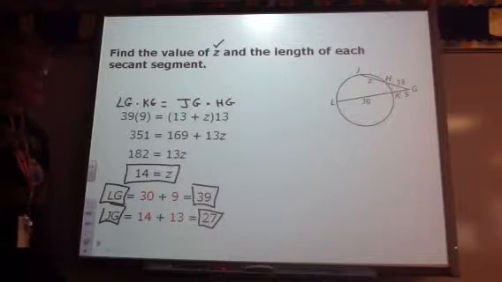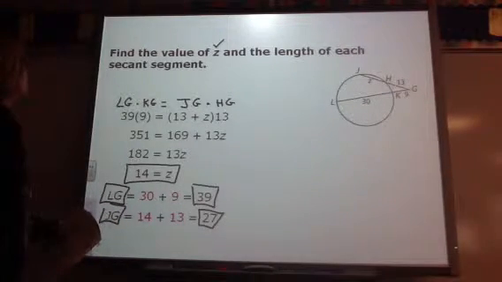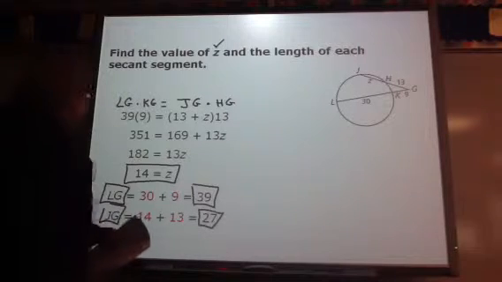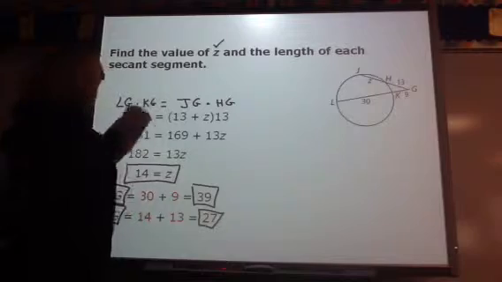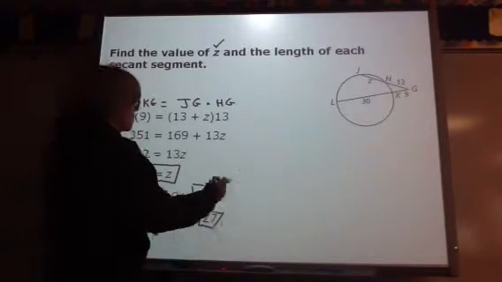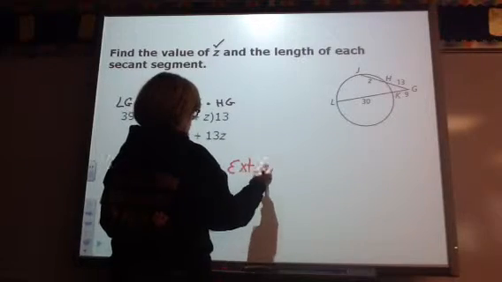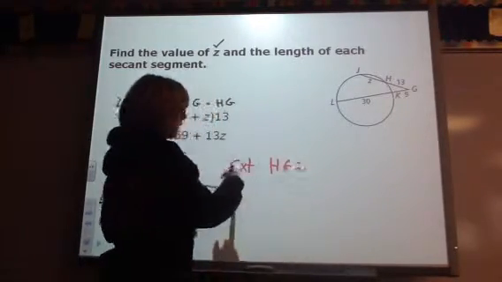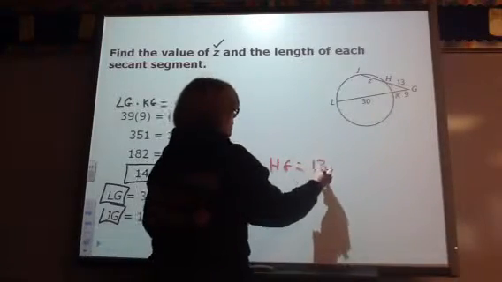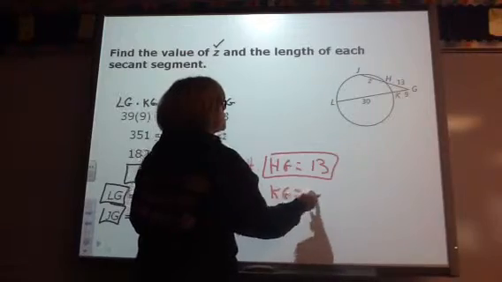All right, students, once you solve this one, because it says the length of each secant segment, it doesn't say to give just your exterior secant segments, and it doesn't say to give just your secant segments. So let's go ahead and do the exterior also. So we have HG, our exterior secant segment, and that's 13. And we also have KG, which is 9.